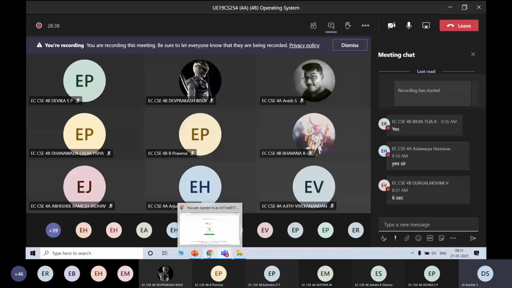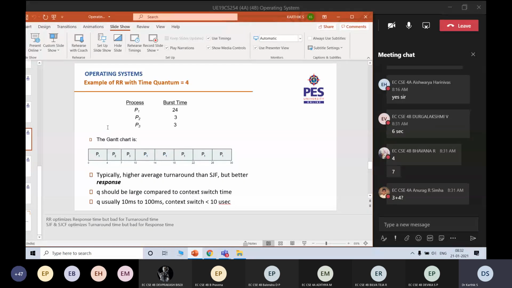Let us look at the turnaround time of this particular scheduling. Turnaround time of P1: you know that P1 completes at 30 milliseconds. Turnaround time includes waiting time plus execution time, so I'll only look at the completion time of P1. It is 30 milliseconds, and I know that all of them arrived at time 0. So its turnaround time is 30 milliseconds. Anyone had questions?